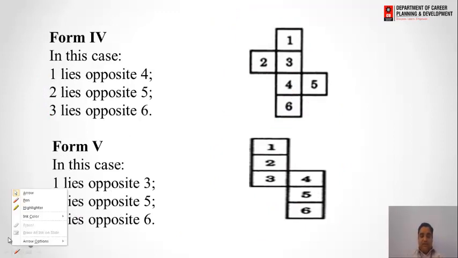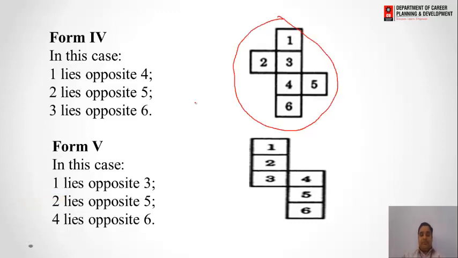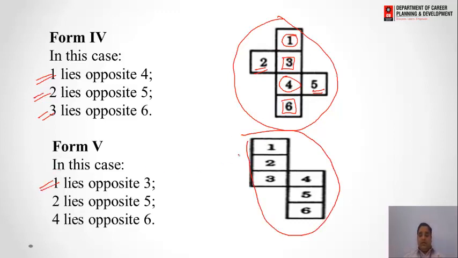The fourth form we have, if we cut a sheet like this, we can say 1 lies opposite to 4, 2 lies opposite to 5, and 3 lies opposite to 6. In the fifth form, if we cut a sheet something like that, we can say 1 lies opposite to 3, 2 lies opposite to 5, and 4 lies opposite to 6.